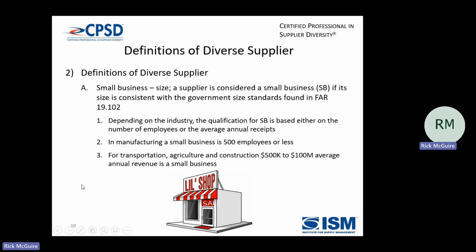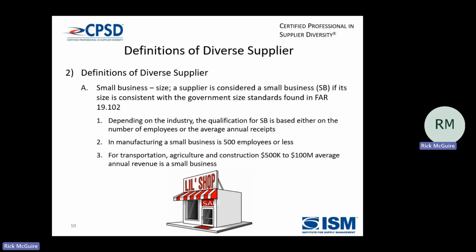All right, so now we're going to shift gears here and go into the definitions of a diverse supplier. So one of the early things you're going to have to do in your supplier diversity program is define what a diverse supplier is to your company. So if you want to go with small business, which is a size definition, a supplier is considered a small business if its size is consistent with the government standards found in the Federal Acquisition Regulations 19.102.